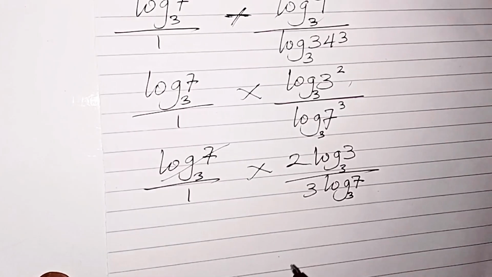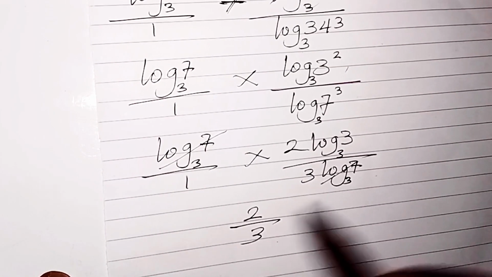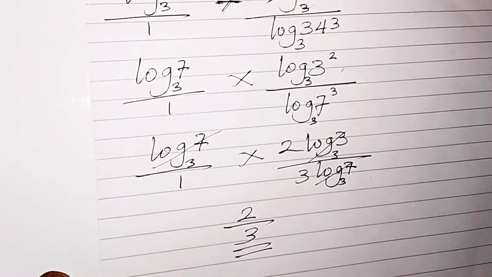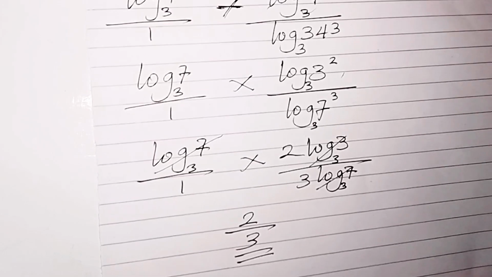And of course this log 7 base 3 can get rid of this, and then we have 1 over 1 multiplied by 2 over 3, because log 3 base 3 is going to be 1. So our answer is still 2 over 3. So you can see, either you use a common logarithm to base 10 to change all the bases you are given in the question, or you use one of the bases you are given in the question, you're still going to obtain the same answer.